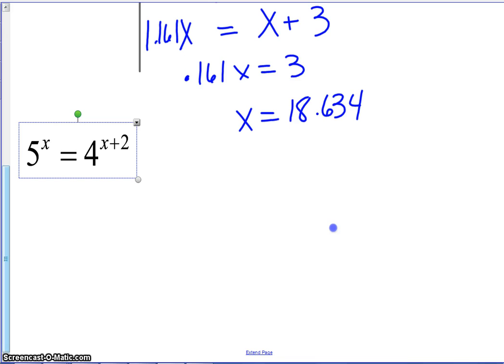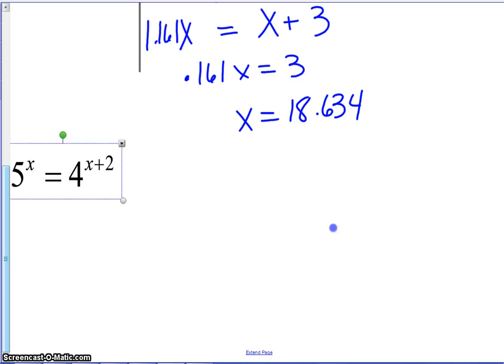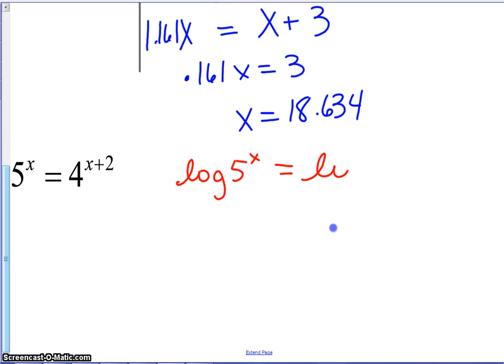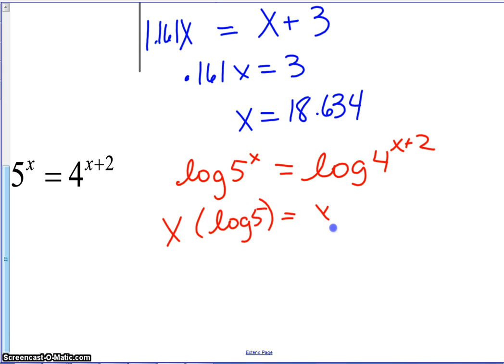Slightly different here, only slightly. So again, you have two logs. You're going to just take the log of both sides. Log of 5 to the x equals log of 4 to the x plus 2. Make your exponents the coefficients. So x times log of 5 now equals x plus 2 times log of 4.